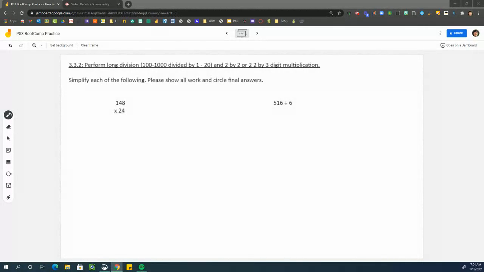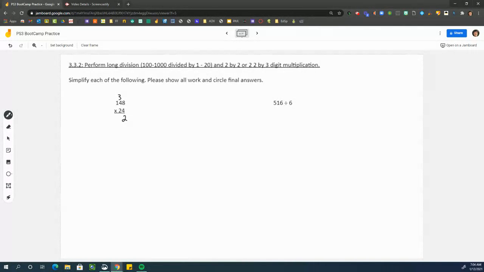And we will start with the ones place. 4 times 8. 4 times 8 is 32. So the 2 goes in the ones spot, in the ones place value. And then the 3 goes into the tens place value.